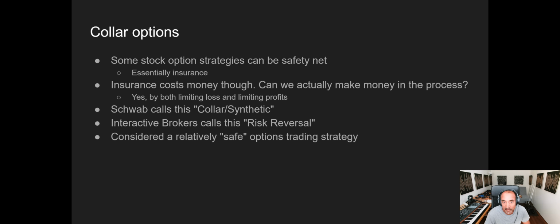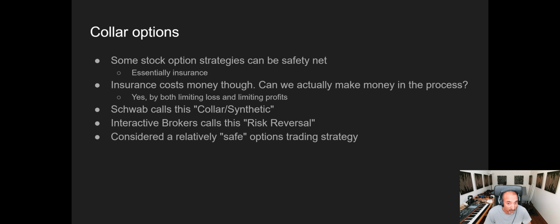Whenever you're setting up any type of insurance, it usually costs money. But there is a way that we can actually make some money by having this insurance, and that's done by both limiting the loss as well as limiting the profit. We'll go into a full example of how to set this up.